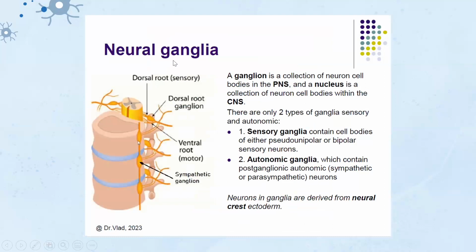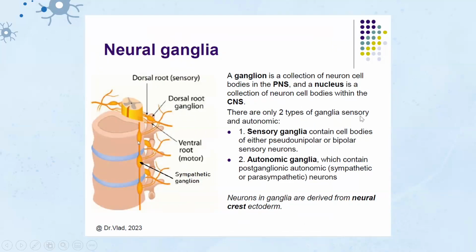Neuroganglia. We talked about this before. We said that ganglion means a collection of neuron cell bodies. If it is in the PNS, it's called a ganglion. If it is in the CNS, it's called a nucleus. Ganglia is the plural form of ganglion.